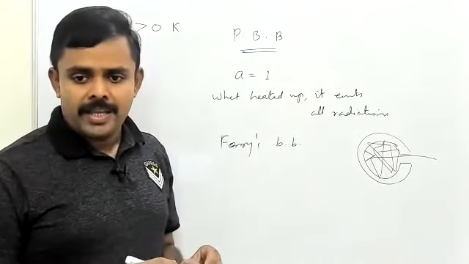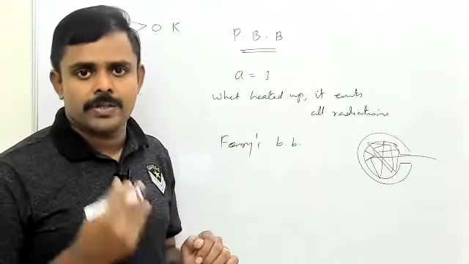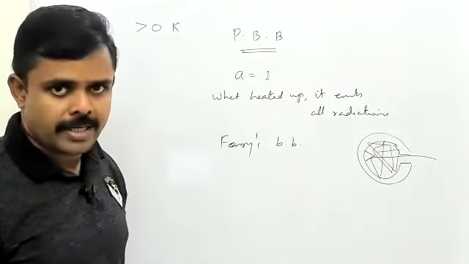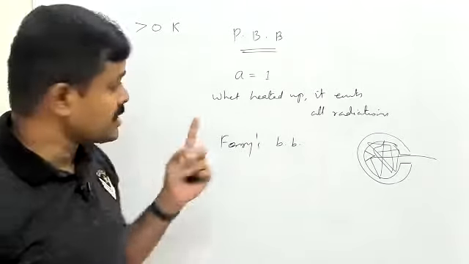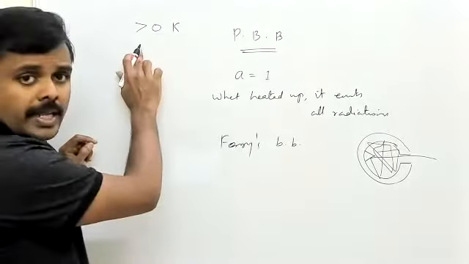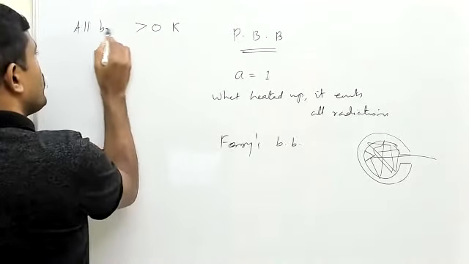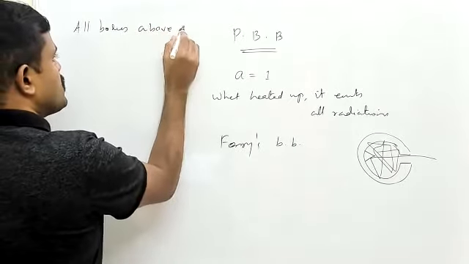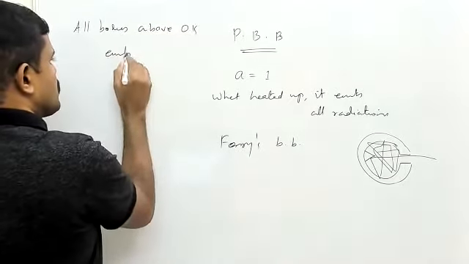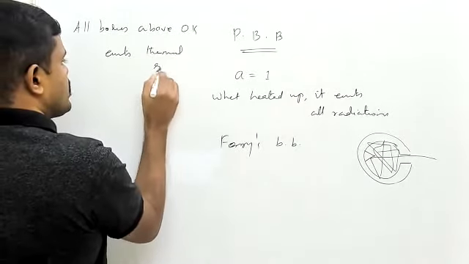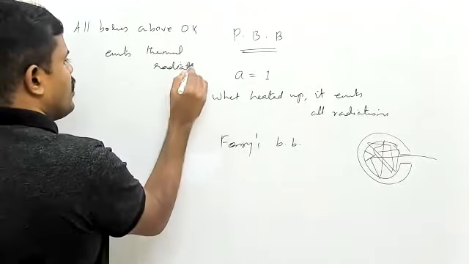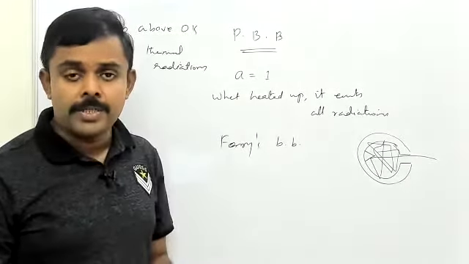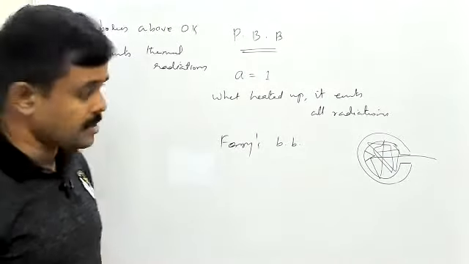See, every body at all temperatures above absolute zero emits electromagnetic radiations, thermal radiations. Did you understand? That's an important point. You have to write it down somewhere. All bodies kept above 0 Kelvin emit thermal radiations all the time. Even now, all of you are emitting thermal radiations, but they are infrared. They don't belong to the visible spectrum, so you can't see them.